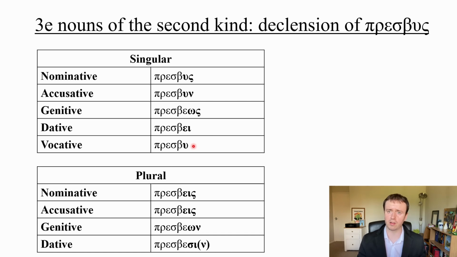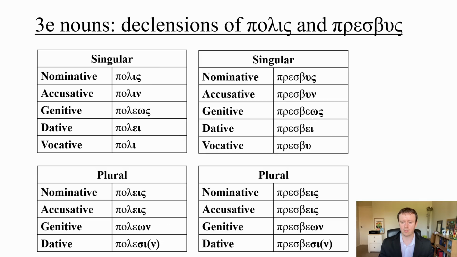So if you know how polis declines, you can remember how presbus declines just by remembering that the only difference is in the nominative singular, accusative singular, and vocative singular. Instead of iota, we have upsilon. Apart from that, it's exactly the same everywhere else. And to prove this to you, here are the declensions side by side, so you can compare them for your reference. Everything's the same, apart from iota being replaced by upsilon in those three forms.